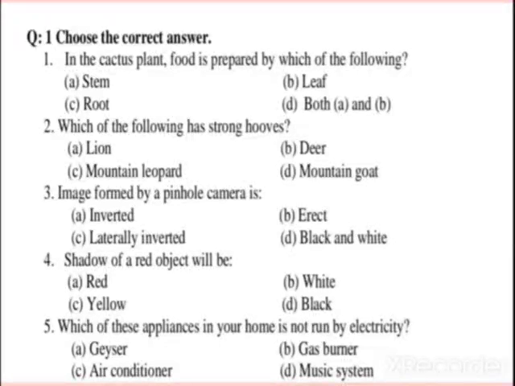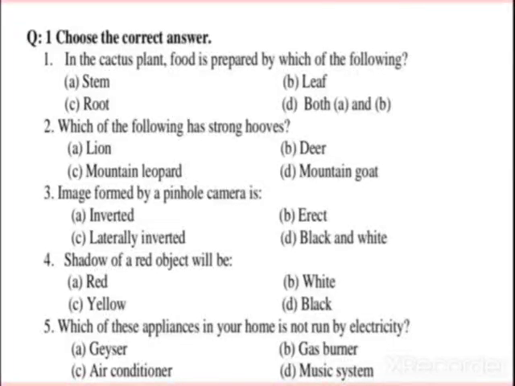Now question 4. Shadow of a red object will be. The options are red, white, yellow and black. You know that a shadow is a dark patch formed on a screen, or you can say on the ground. So shadow is always black in color, whether your object is red, white, yellow or any color. Always the shadow is black only. So your correct answer is black.